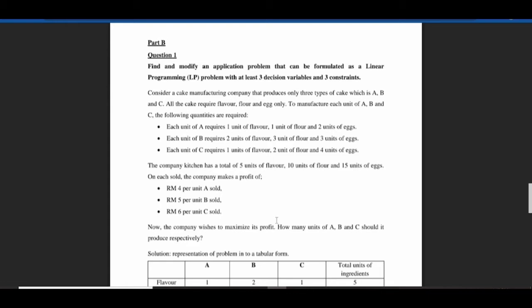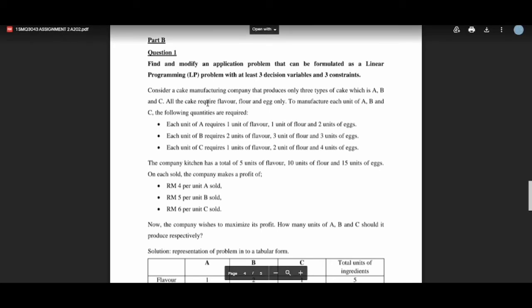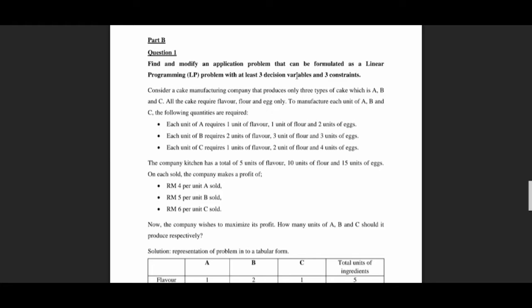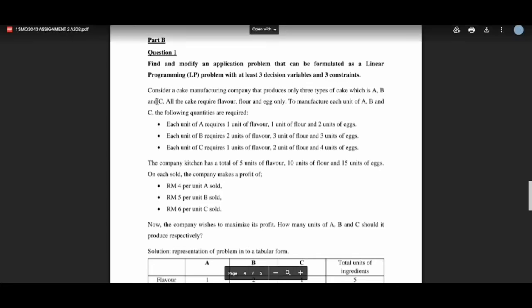D2018-108-3399. I would like to present for part B, number 1. For question 1, find and modify an application problem that can be formulated as a linear programming (LP) problem with at least 3 decision variables and 3 constraints.